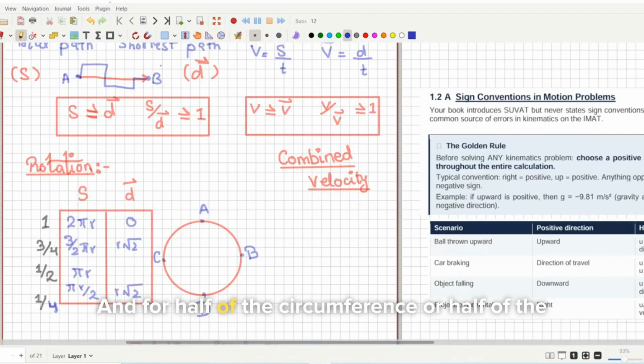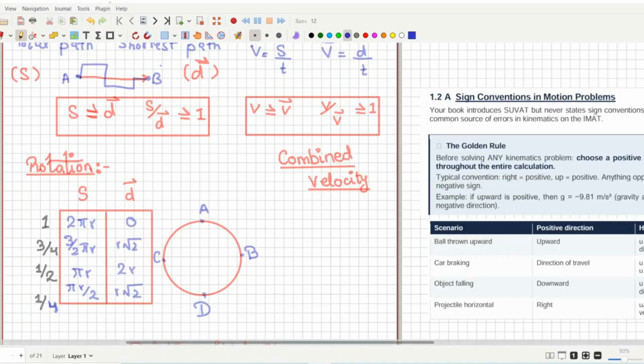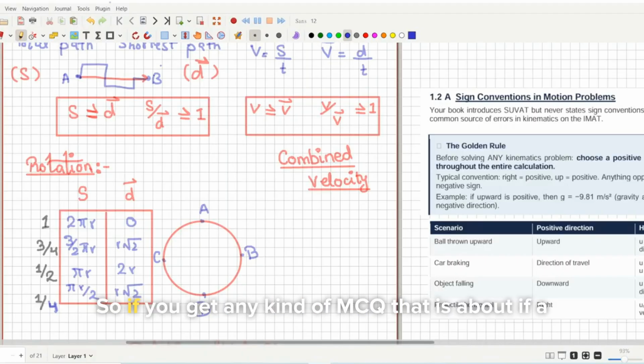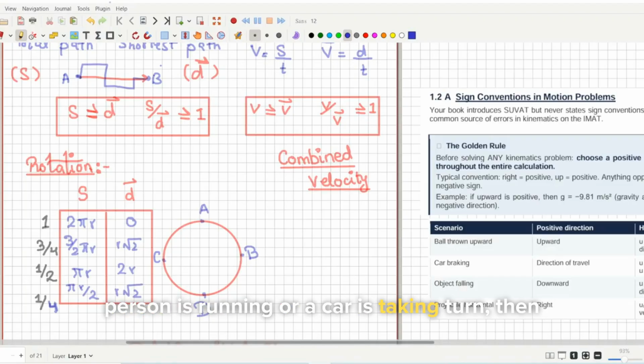And for half of the circumference or half of the circle, you need to know the formula, that is 2 of the radius. So these were all the formulas that you need to know about distance and displacement in a circular path. So if you get any kind of MCQ that is about if a person is running or a car is taking turn, then now you know how to find distance and how to find displacement in a circular path. So it used to be really hard, but now it is really easy, right?